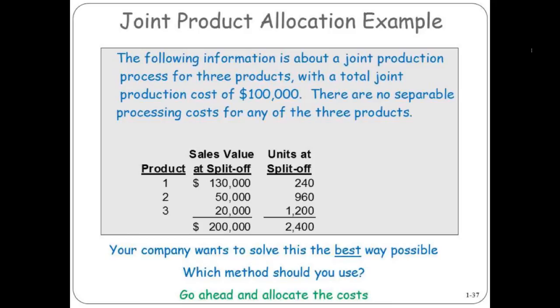Here are two that you do get to do, for real. You have a total joint cost of $100,000. You have your sales values at split off and your units at split off. If I ask you what's the best way to do this, which is the best way? Sales value at split off? Go ahead and do it. Using the sales value at split off method, allocate the $100,000.